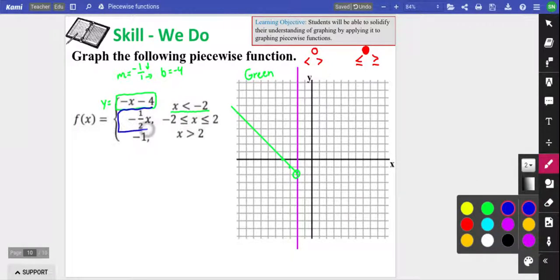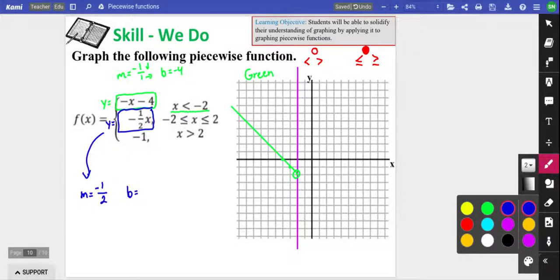Second line, we'll repeat the process. It's this one right here. y equals negative 1/2 x. I'll write the information here. This is also linear. m is equal to negative 1 over 2. I don't have to make this a fraction. It already is.